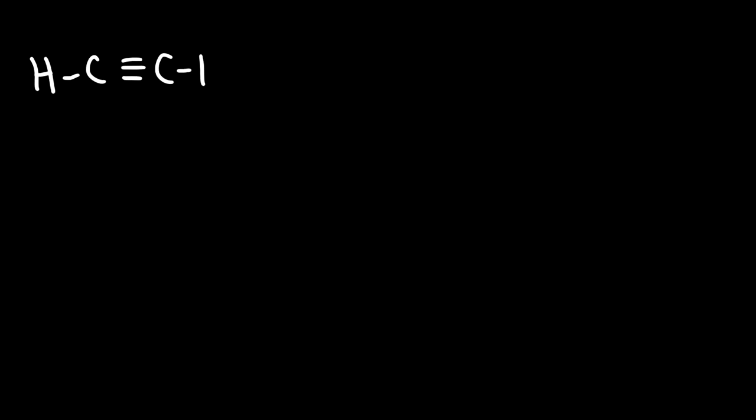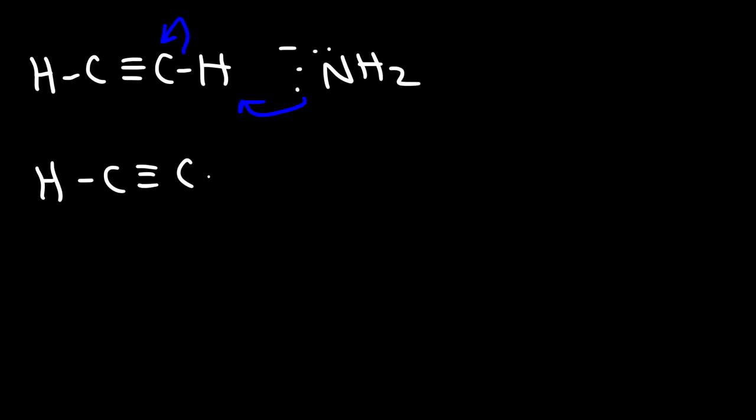So we know what's going to happen in the first step. The NH2 minus ion is going to act as a base and deprotonate the acetylene molecule, giving us the acetylide ion. And so this is going to react with ethyl bromide. And so this carbon will attack from the back, kicking out the leaving group. So we're going to have a total of 4 carbons.